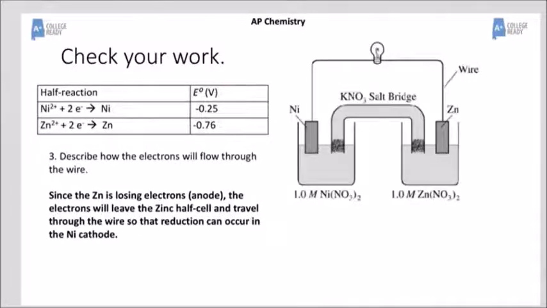Number 3, how do the electrons flow in the wire? We know that they flow from the anode to the cathode, but we need to specifically mention that the electrons would leave the zinc, because it is the anode, and travel through the wire to the nickel cathode. A lot of free responses might actually ask you to draw this on the diagram, so you could just do arrowheads to show which direction they're going.